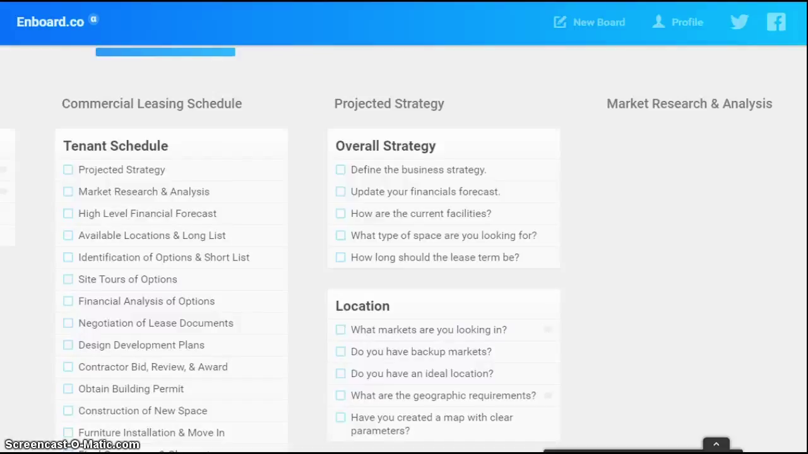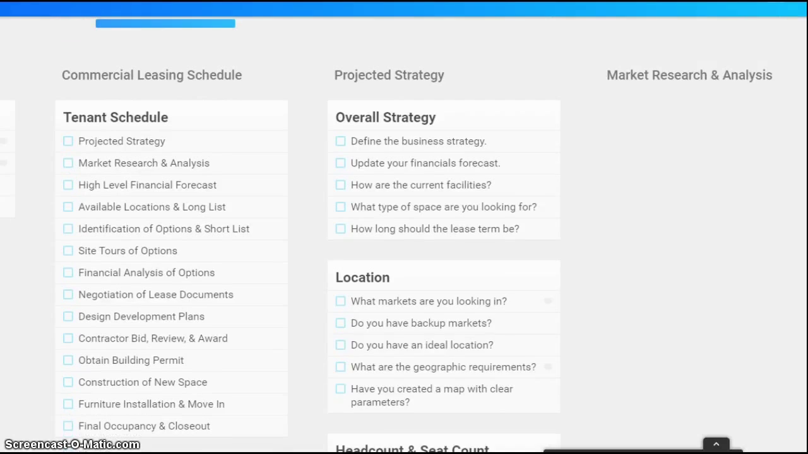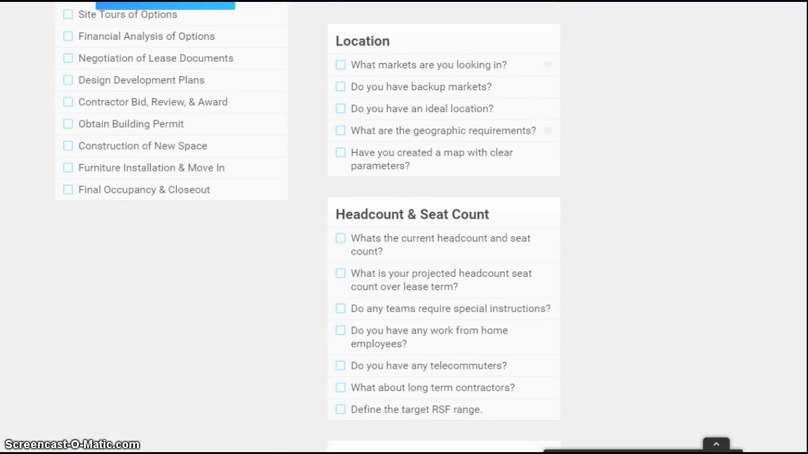You should have a general idea of what type of term you're looking for depending on your headcount requirements. The last thing you want to do is end up with a high seat count vacancy rate, which means that seats are not being used over the course of the lease.